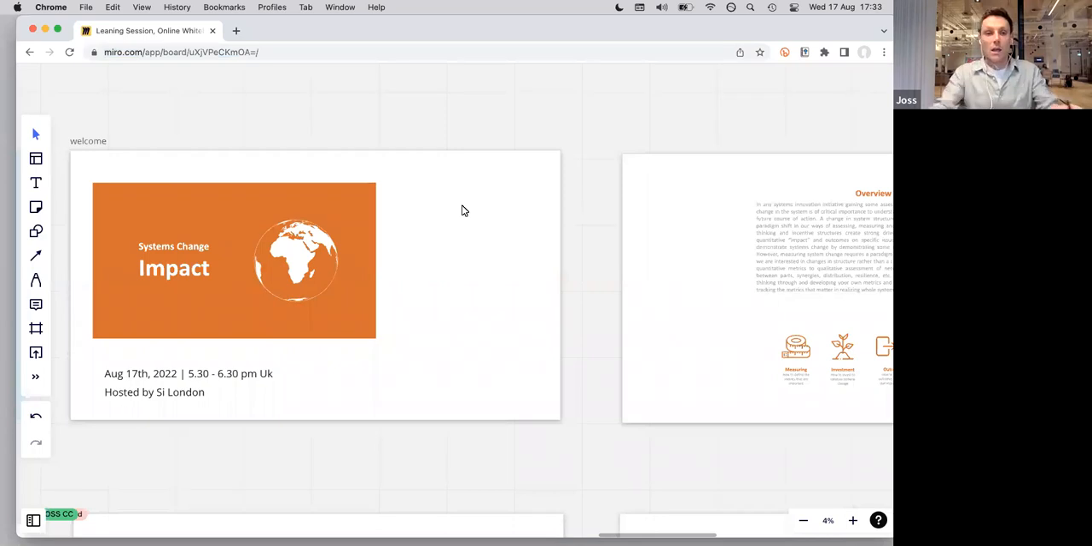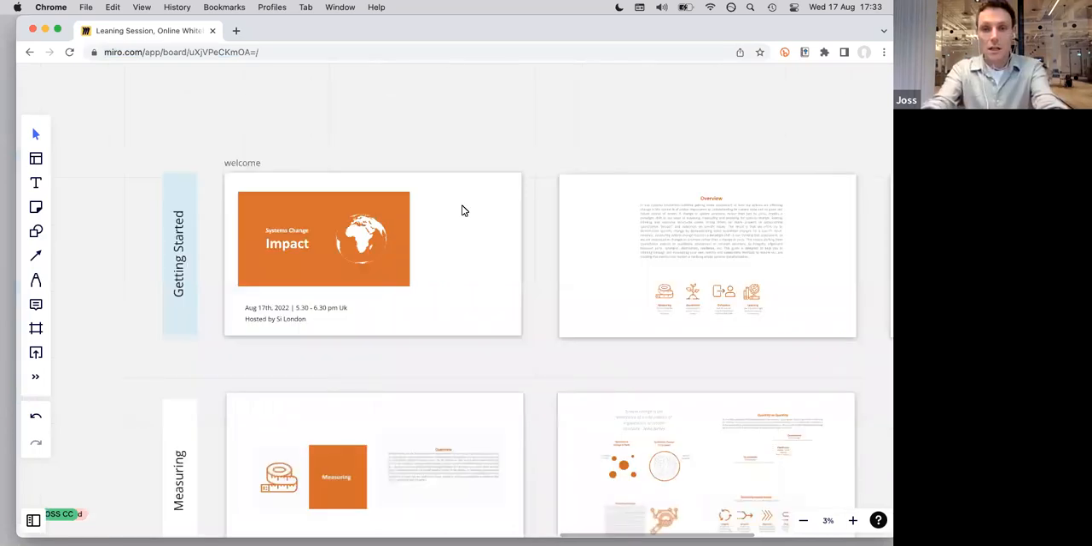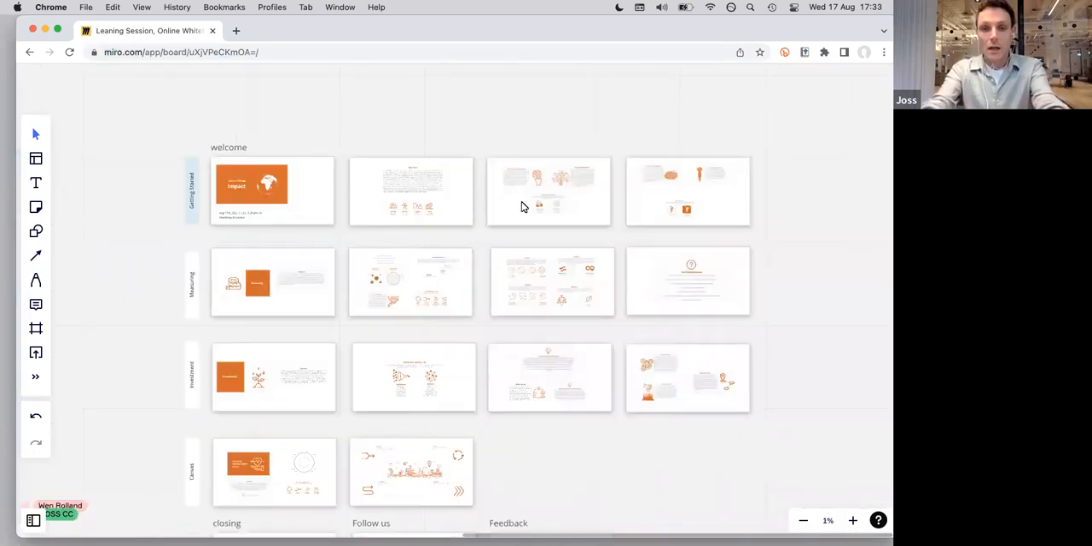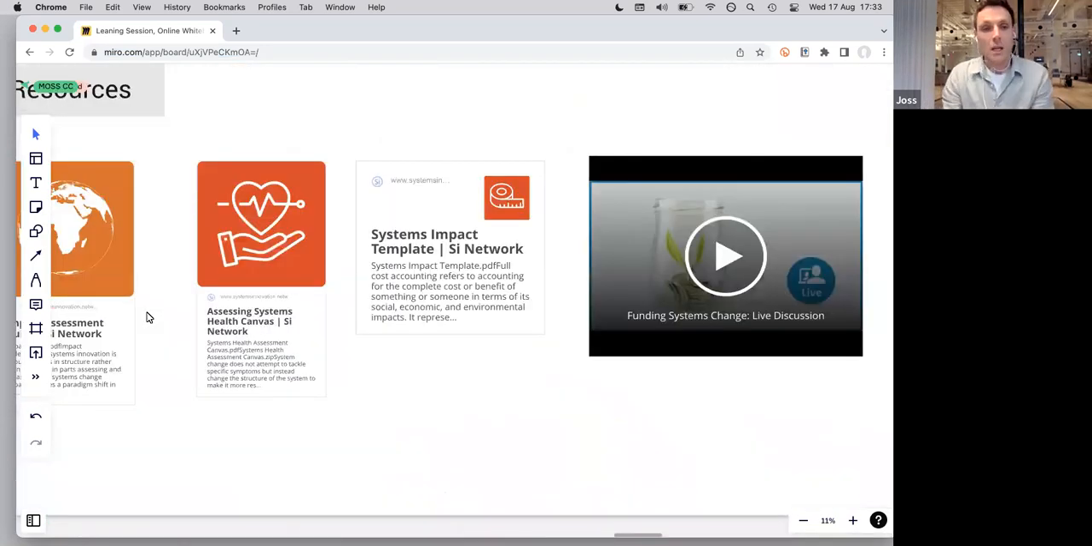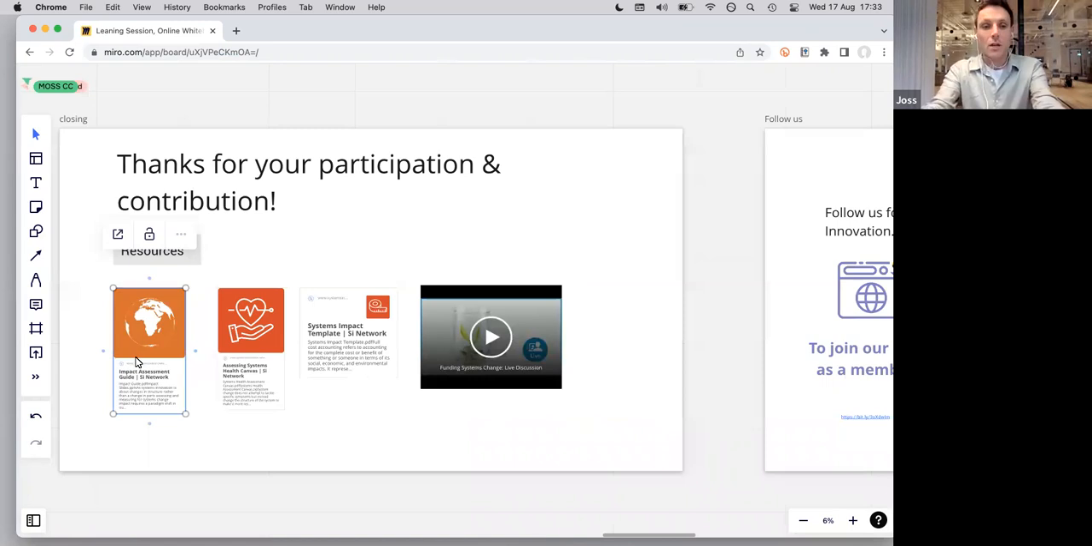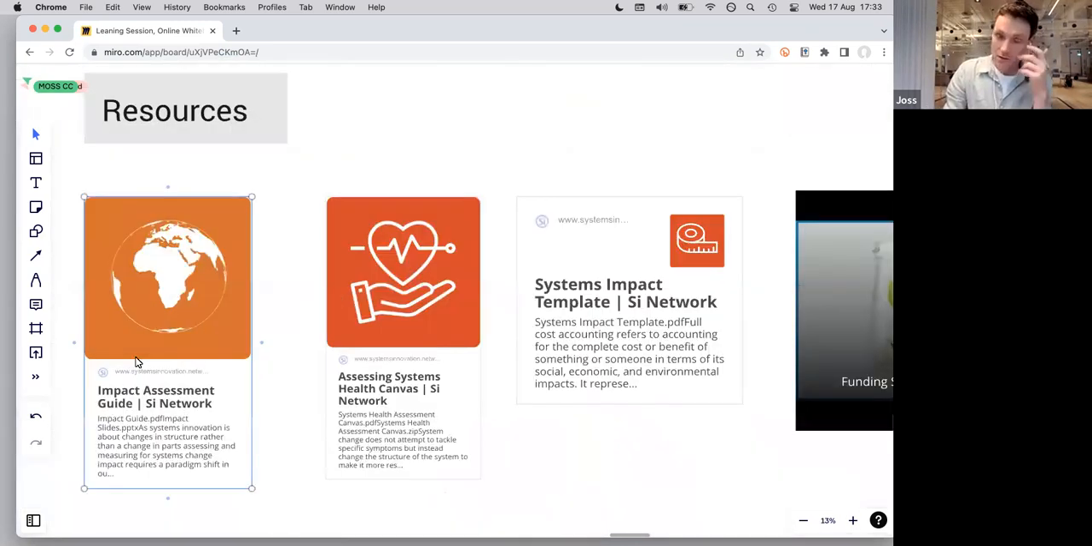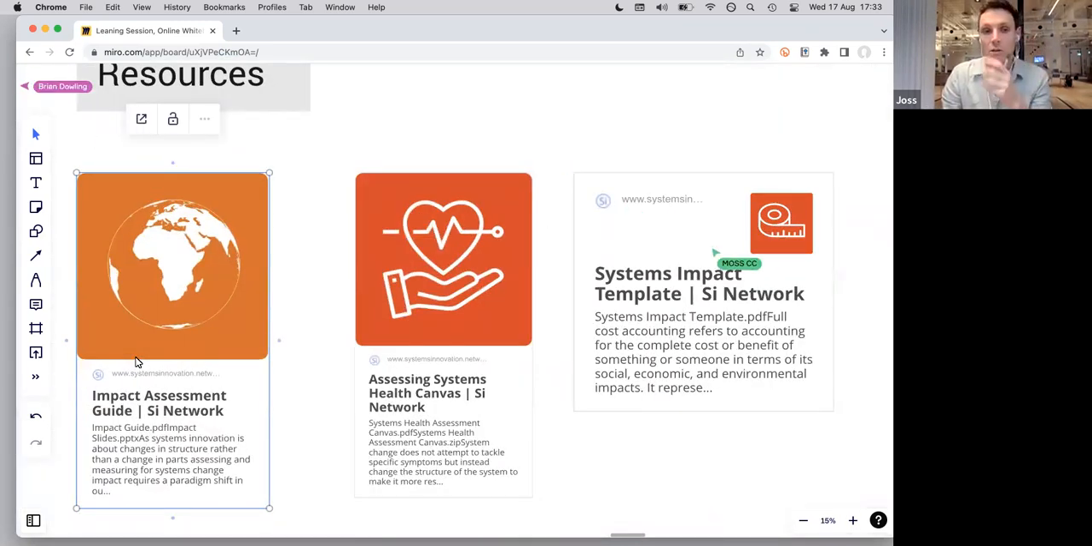So here we are. One-hour session today. This is what we'll be covering. As mentioned, down here are the links. This one here is the actual guide. This is part of the series of guides on systems innovation. We're actually right at the end of it, and talking about how we assess for impact. And then here, so that's the ideas there.